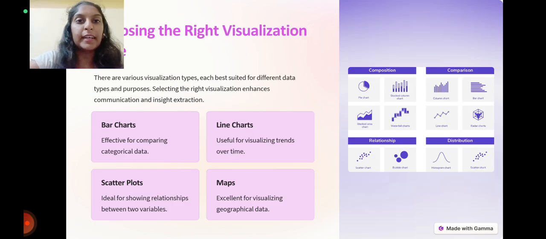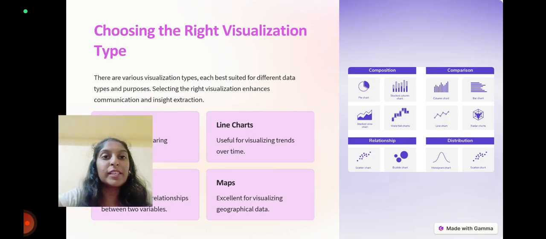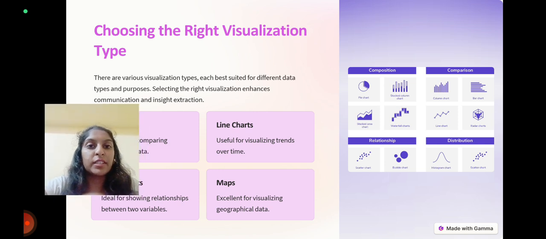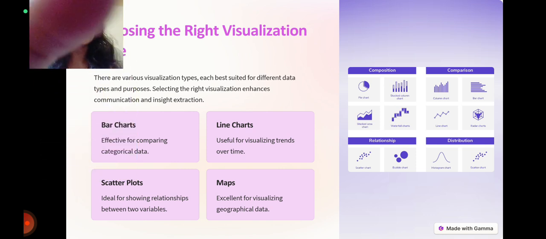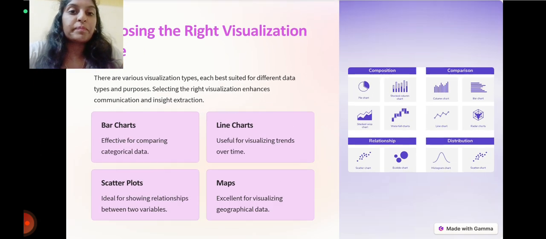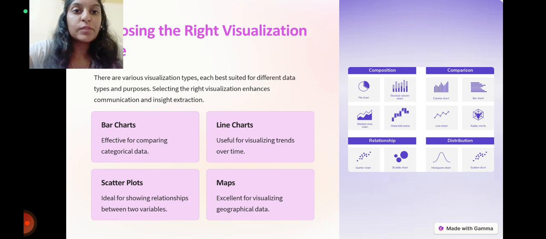Next, let us see choosing the right visualization types. These are various visualization types, each best suited for different data types and purposes. Selecting the right visualization enhances communication and insight extraction. In that we have the bar graph, line graph, scatter plots and maps.